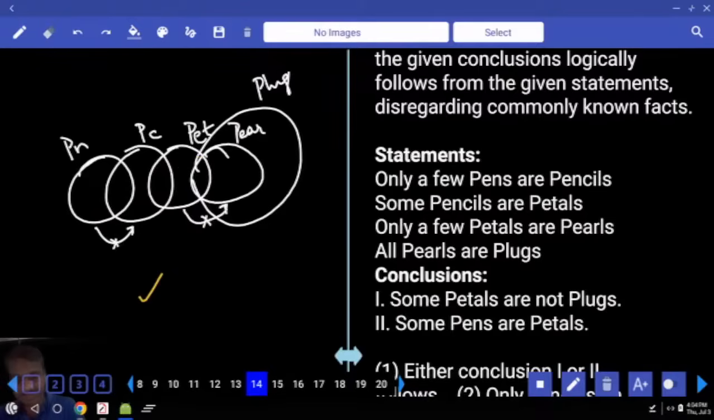Definitely true. The next one, some pens are petals. Pen is here, petal is here, false. Now to make this one false, we need to prove all petals are plugs.